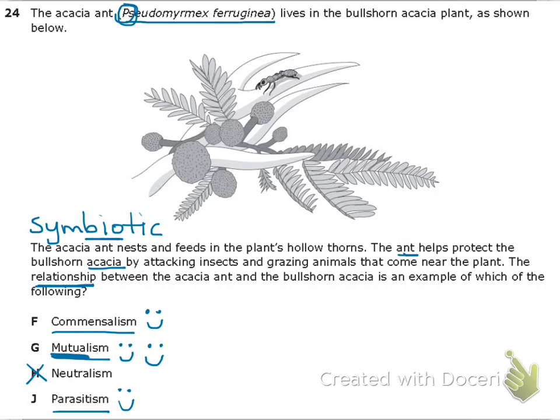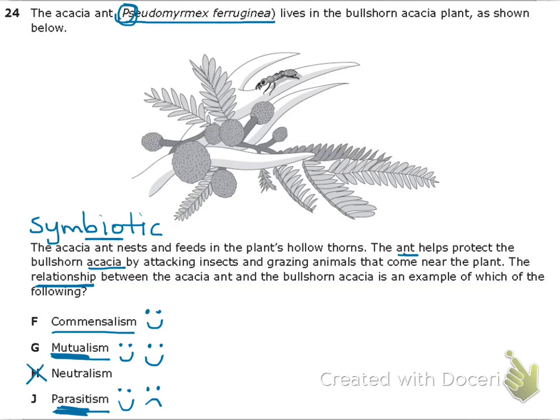In letter J, parasitism, if you've ever heard of a parasite, it's a bad thing. That's not something that you want. A parasite harms or takes something away from another organism. So I'm going to put a little frowny face here because we're going to have a sad organism. It does not want to have a parasite. The parasite's getting something it wants, so it's happy, but the organism that has the parasite in it or on it is not going to be happy about the relationship. It's going to be harmed.